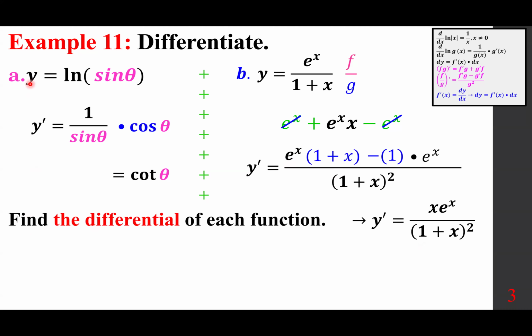In other words, in this case, we are finding dy dx first. So what is the differential? In this case, because the independent variable is theta, this is not dy dx, it's dy d theta, therefore cotangent theta times d theta. Whereas here x is the independent variable. So y prime means dy dx here, therefore it's what we found here times dx. This one times d theta, this one times dx.